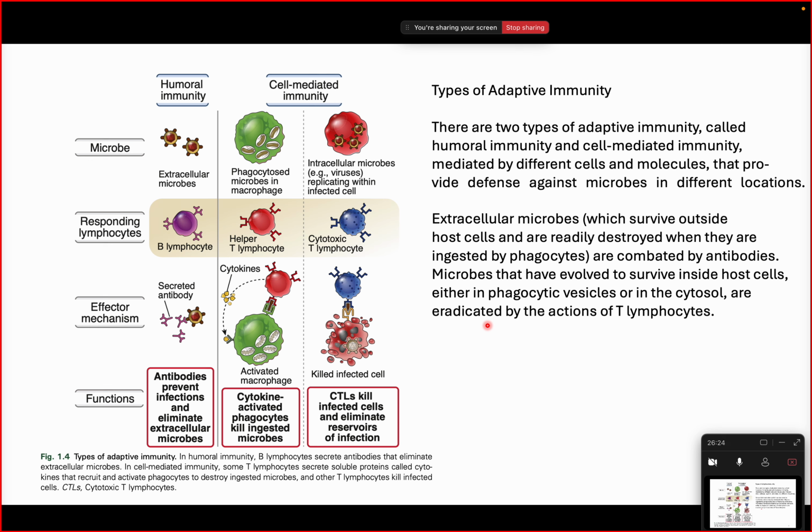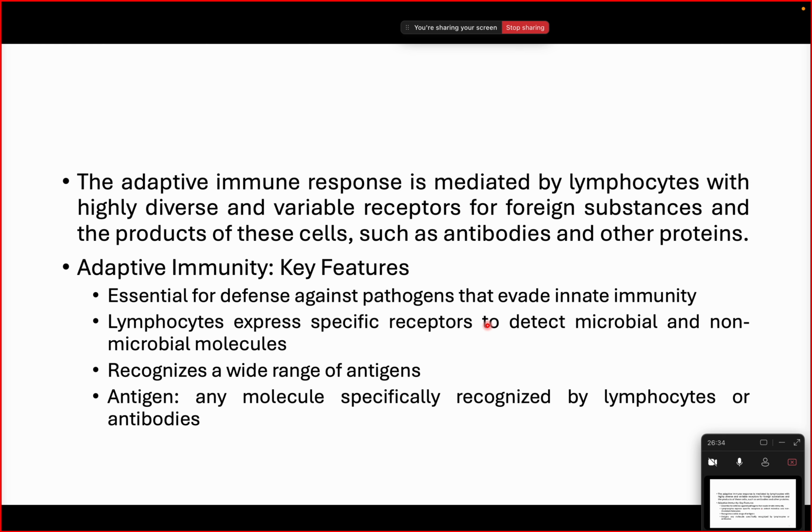Then, what are the types of adaptive immunity? What do we mean by types of adaptive immunity? Till here, we saw that there is innate immunity and there is adaptive immunity. Adaptive immunity only comes into play when things have evaded the innate immunity.